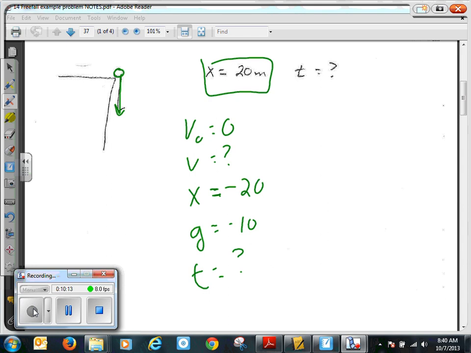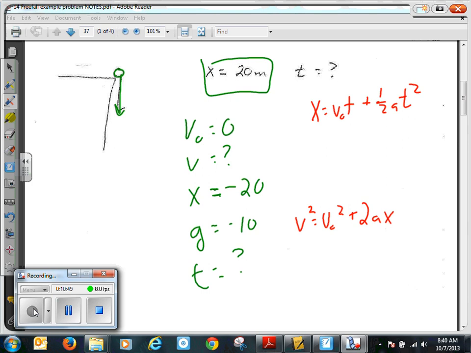v equals v sub naught plus at, so that has time too. But if I start with x equals v sub naught t plus 1/2 at squared. Okay. Now, if you want to use a quadratic, go ahead and just plug this into your calculator. If you don't want to use a quadratic, which I will ask questions which will force you into doing this a different way, then you're going to have to use another formula. So if you look at this right here, v squared equals v sub naught squared plus 2ax.